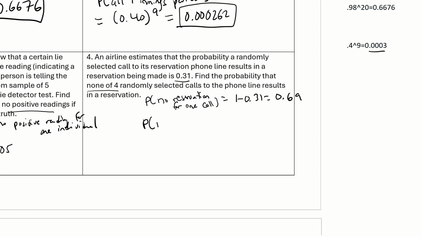But now it's saying none of the 4. So that means it's going to be 0.69 raised to the 4th power. That's going to be 0.227.